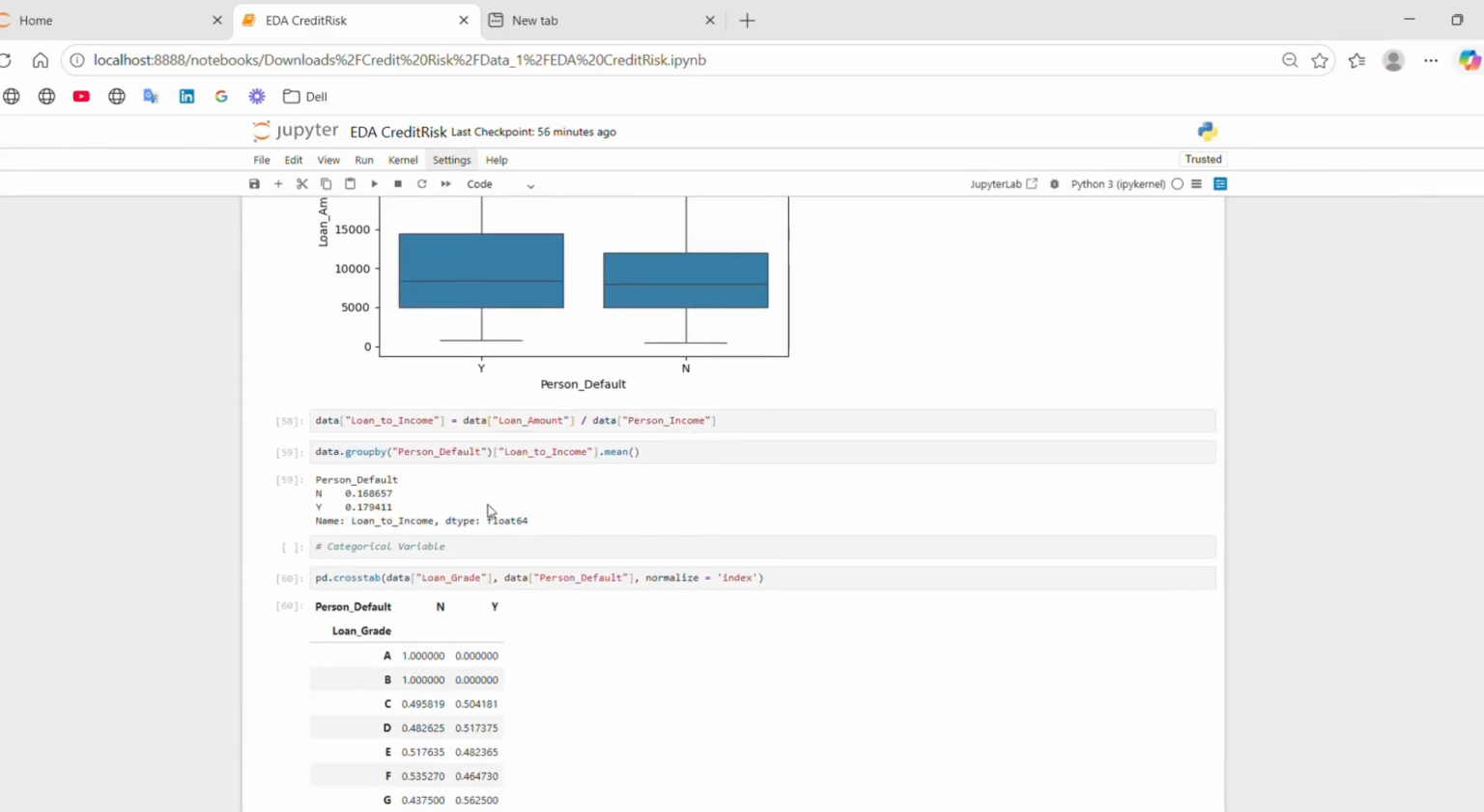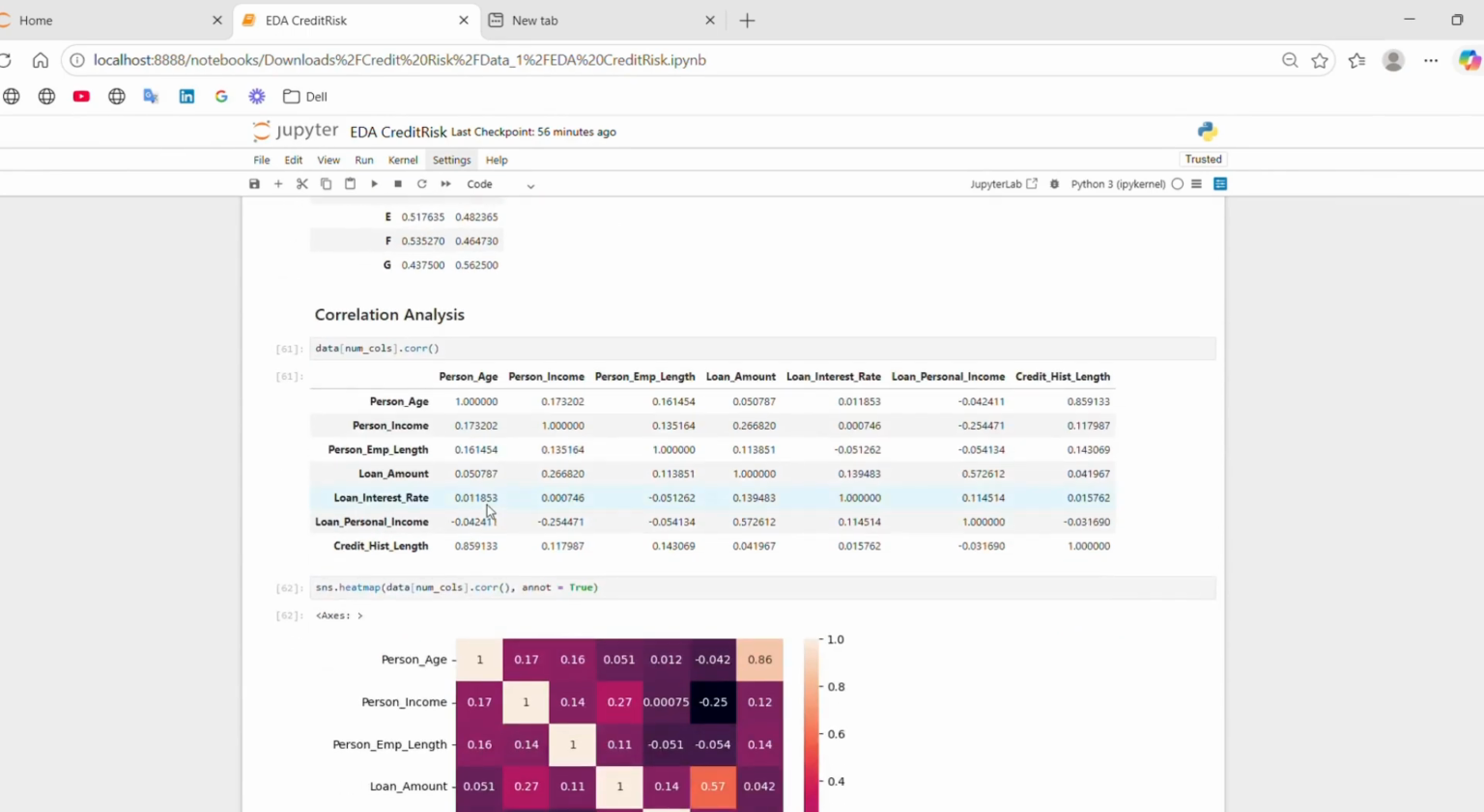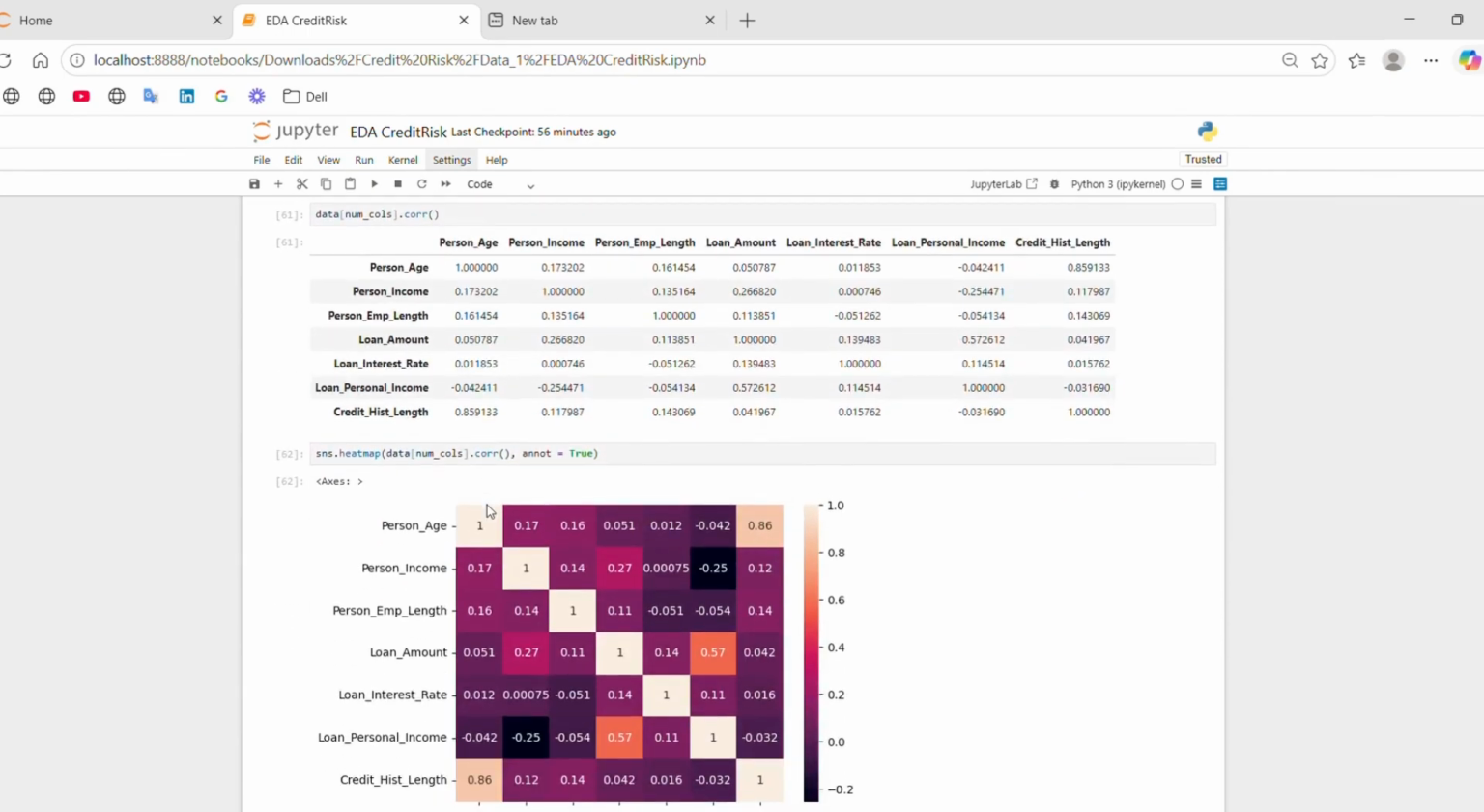So after correlation, in our next class we'll move to feature selection for modeling. We'll do binning, WOE calculation, and IV analysis as well, and we'll understand each and every concept in detail.